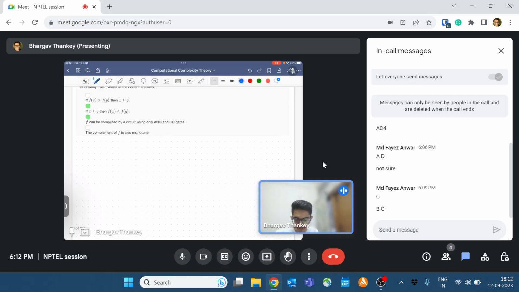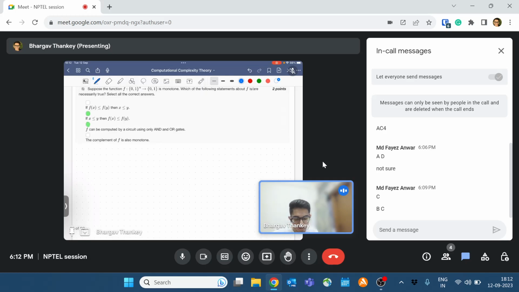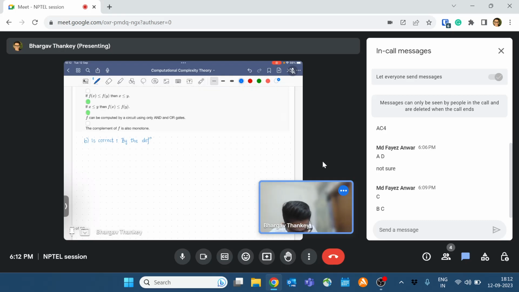Okay, let me first show that. Since multiple options can be correct, we first need to show that A and D are not correct. So let me first show that B is correct, because of the definition of a monotone function. A is not correct.